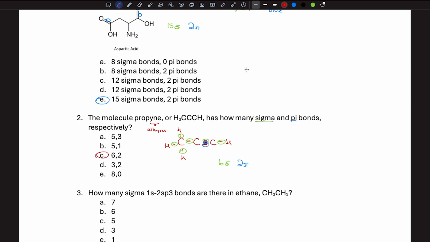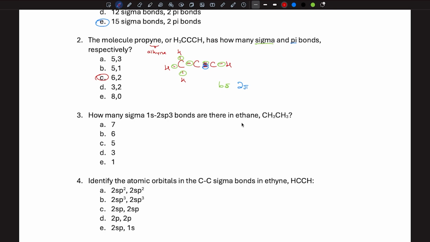Remember that a single bond has one sigma bond, a double bond has 1 sigma bond and 1 pi bond, and a triple bond has 1 sigma bond and 2 pi bonds. That's really important to remember. It's really going to help you break down these questions easier.